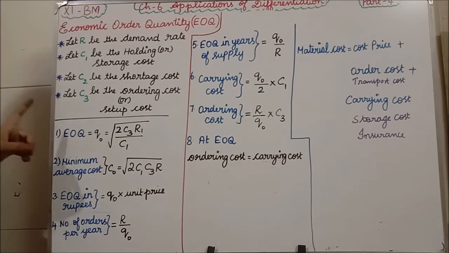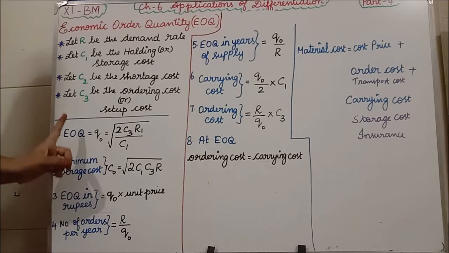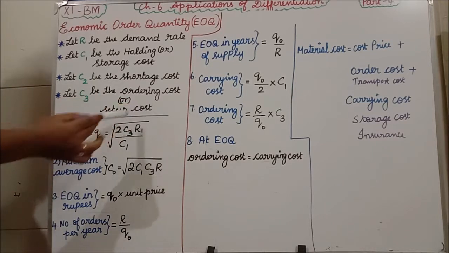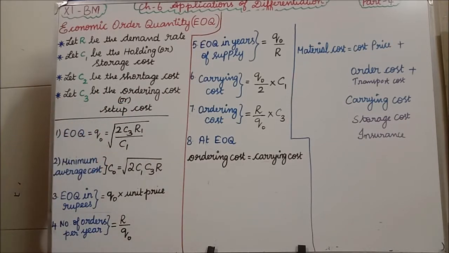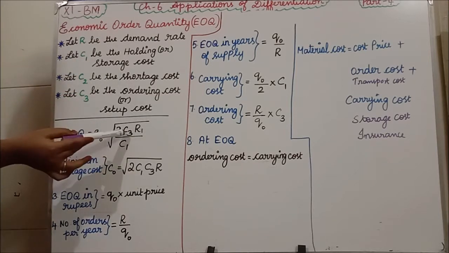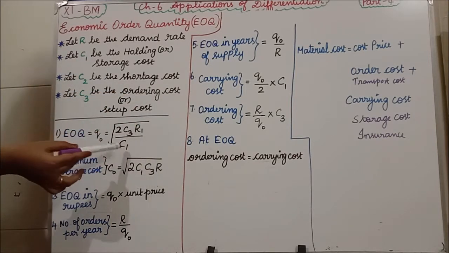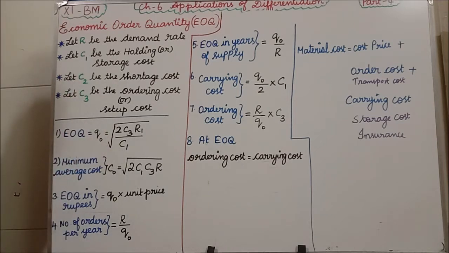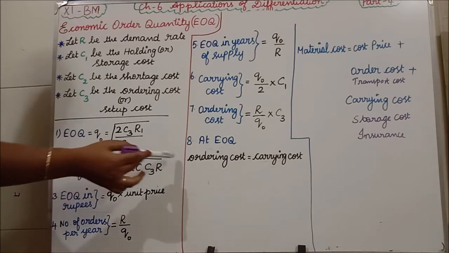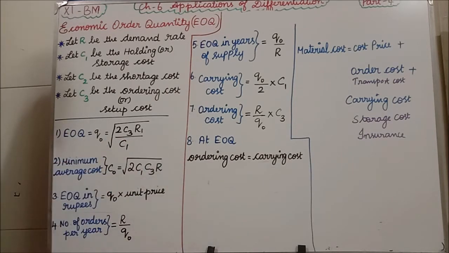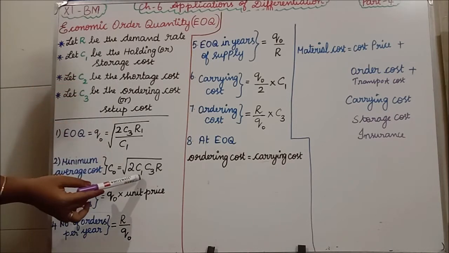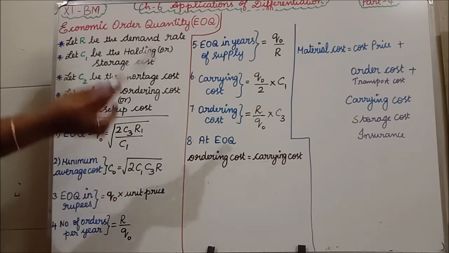Now we'll see the first formula. EOQ, economic order quantity, is denoted by Q0. The formula for this is the square root of 2C3R divided by C1. R is nothing but demand, C3 is the ordering cost, and C1 is the holding cost. Next, minimum average cost. If the question asks you to calculate the minimum average cost, you use this formula: C0 is equal to the square root of 2C1C3R, which is 2 into C1, the storage cost, into C3, the ordering cost, into R, the demand.